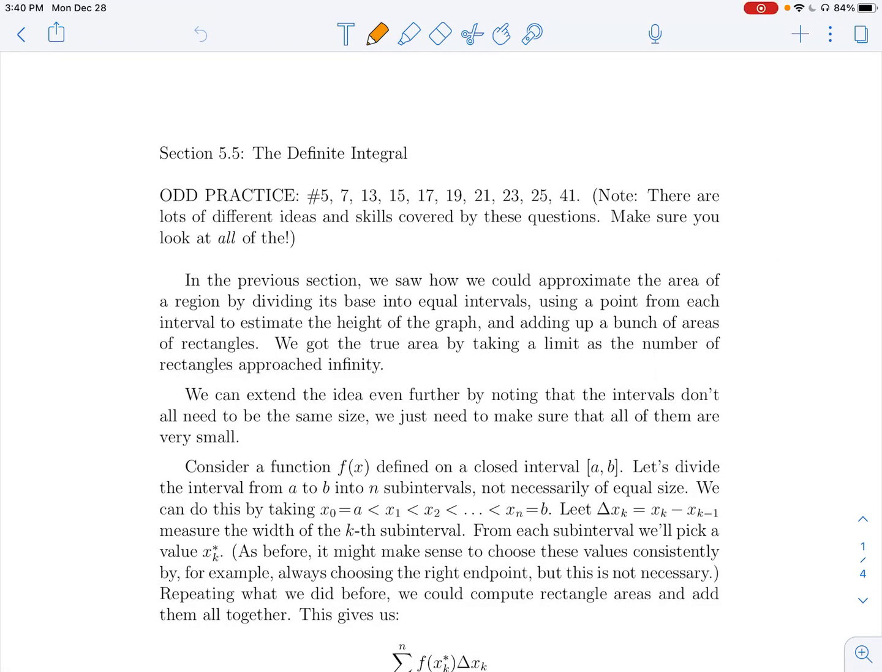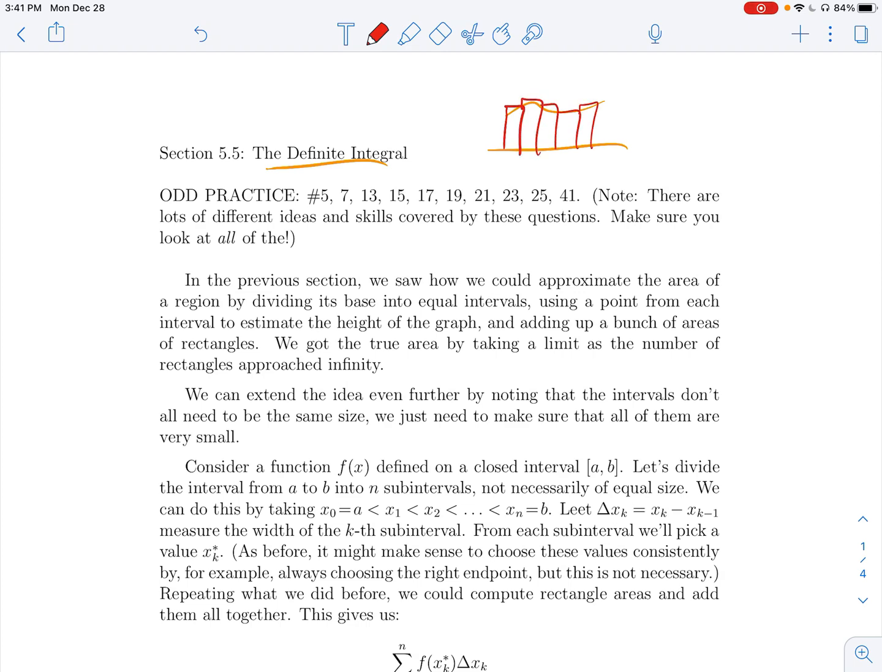Hello. In this video, we'll be talking about the definite integral. And this is essentially a generalization from what we did in the previous section. In the previous section, we talked about how we could define area as a limit of our approximation, and our approximation was with rectangles. If I have some graph above the x-axis, I can draw a bunch of rectangles with equal width.